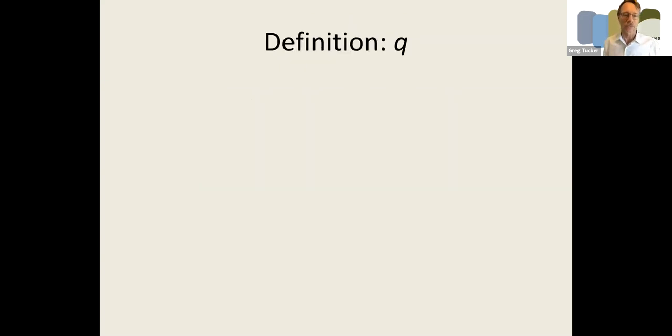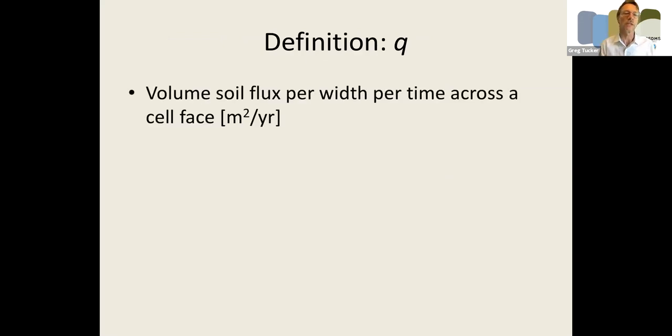Next, let's revisit for a moment the definition of this thing called Q, which again represents the soil flux. Formally, it's defined as the volume of soil flux per unit slope width per unit time, crossing, in this case, a cell face. Because it's volume per time per length, the dimensions work out to be length squared over time, or in this case, we'll think in terms of meters and years, so meters squared per year.